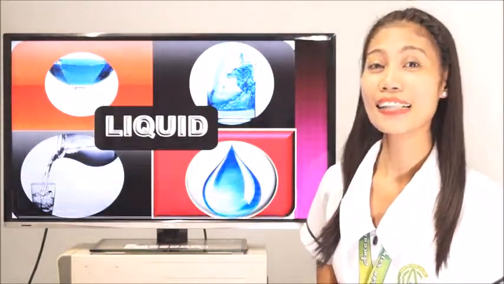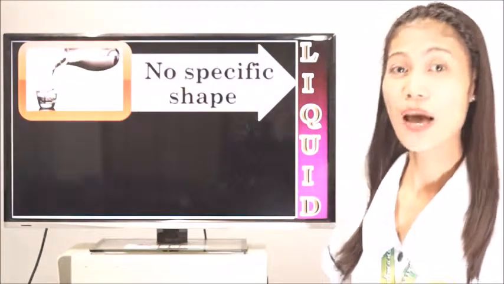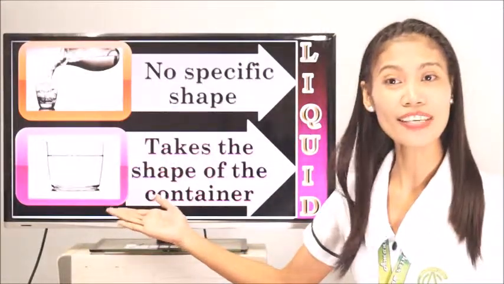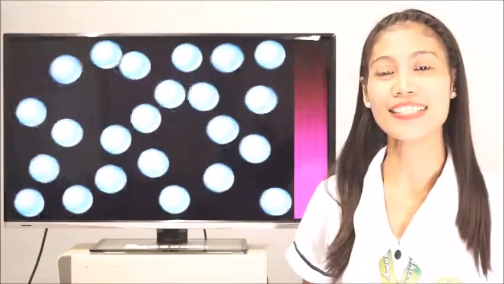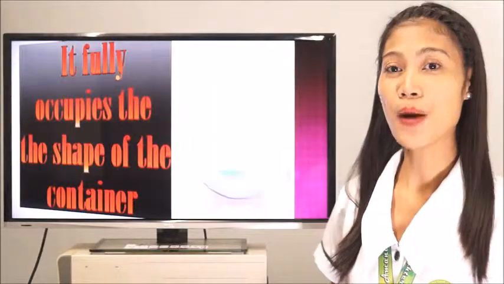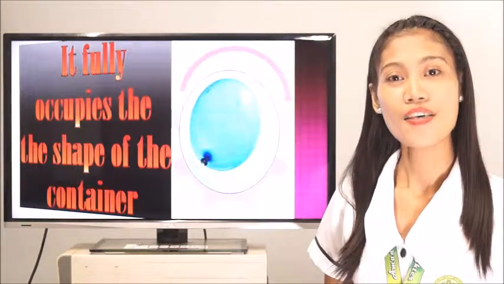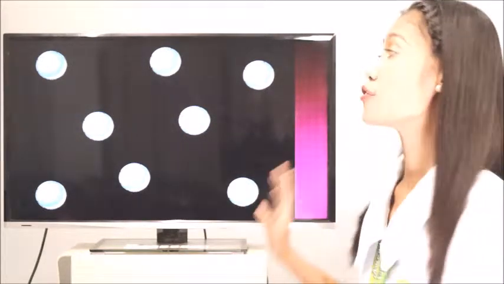Next is the characteristics of the liquid. Liquid has no specific shape because it only takes the shape of the container. The molecules are slightly apart so they can easily move from place to place. Then we have the gas. Gas fully occupies the shape of the container. The molecules are very much scattered, and these molecules are full of energy and can move freely.